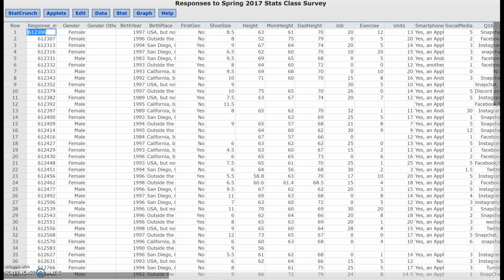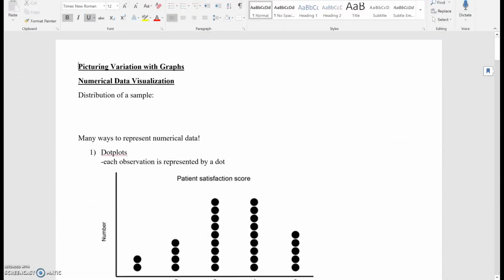Okay, so if you look at our data set, it looks really difficult to see what's going on, even though everything is really organized. The best way to look at our data and visualize our data is with graphs. I'm going to use this Word document that's also uploaded on Blackboard, so you can access it. You can print it or follow along if you want.